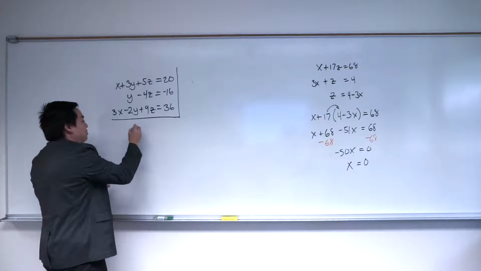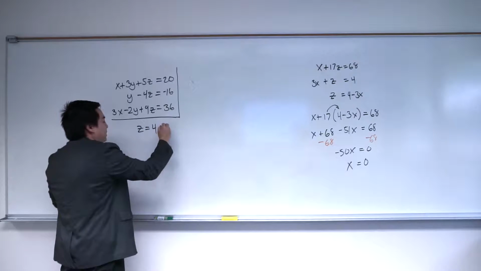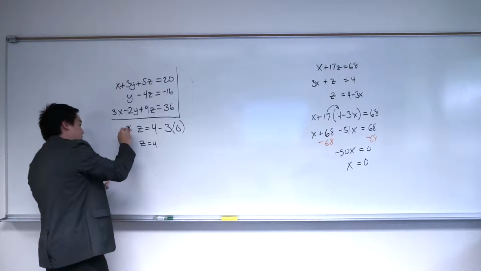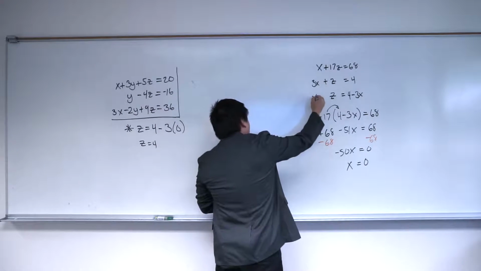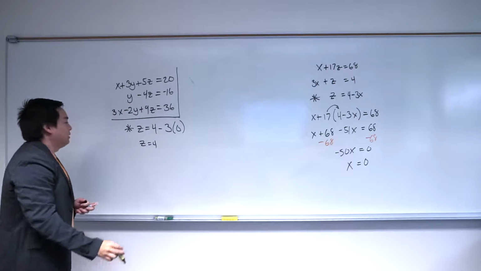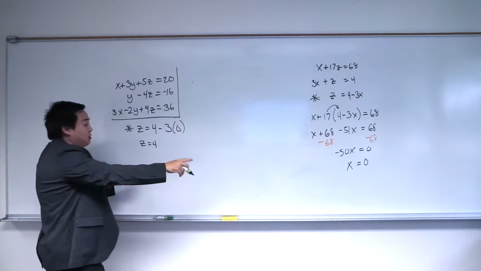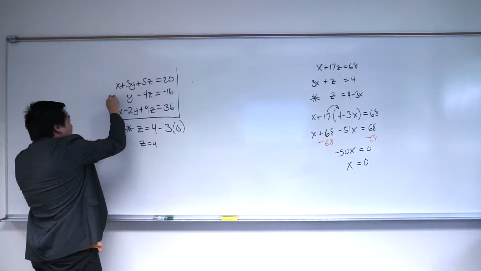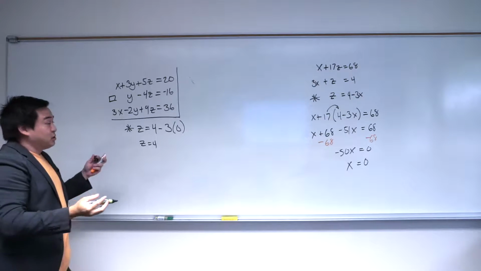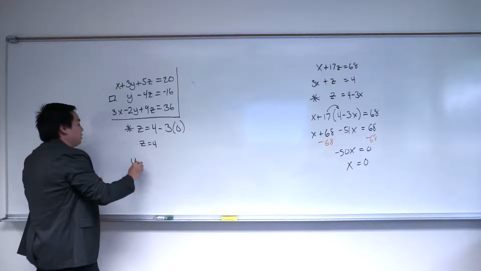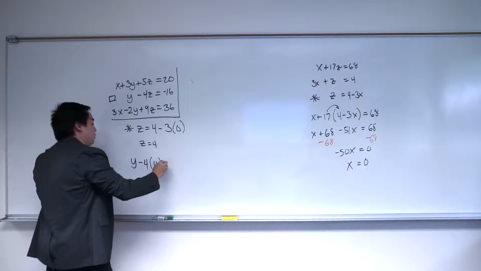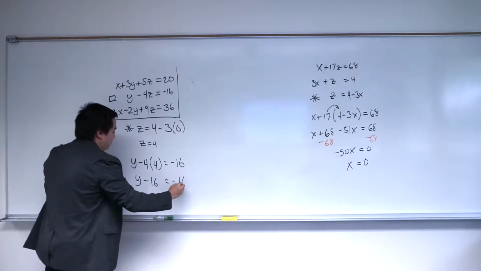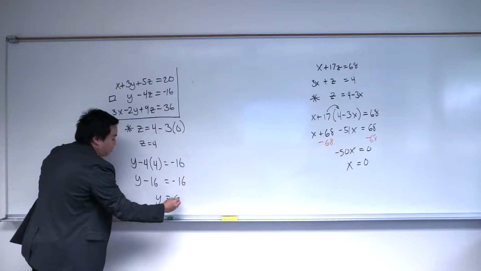Okay, so z is equal to 4 minus 3 times 0, or z is 4. And just in case you don't see, that equation is this one up here. Now we have z and x, so we can take both of those and plug it into here. Or notice that this equation in particular only has z, so it's very easy to solve for. So y minus 16 is negative 16, or y is equal to 0.